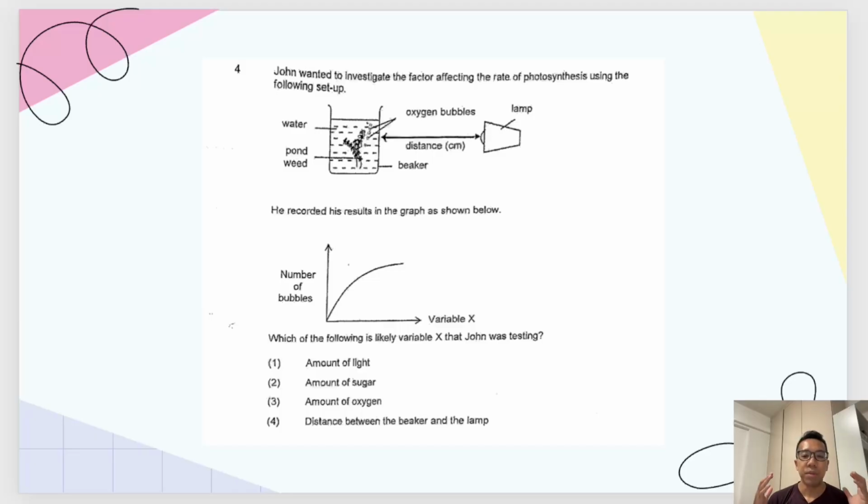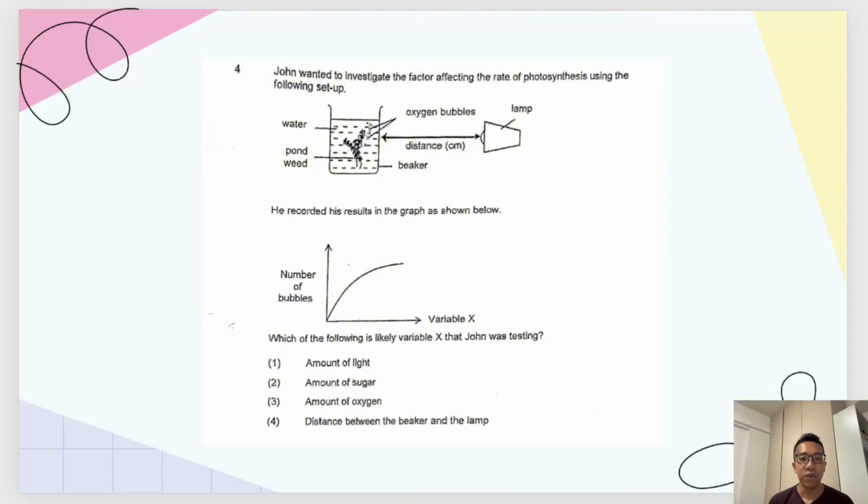Next, we move on to question number 4 itself. In this question, a student named John wanted to investigate the factor affecting the rate of photosynthesis using the following setup. And there you see the setup itself, and below the setup are the results that he got from his experiment. Keep in mind that for the graph, you can tell that as the number of bubbles increases, variable x also increases to a certain point. So the question then continues to ask, which is most likely the variable x that John was testing?